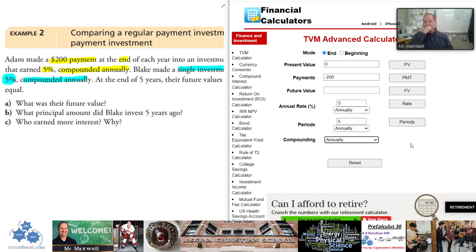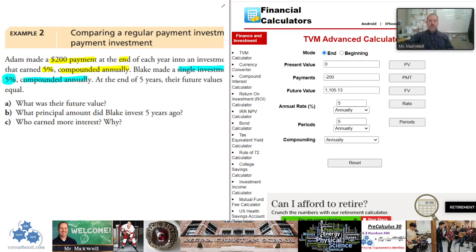All right. So we have nothing to start with. We have payments of $200. Those payments are every year for 5 years. 5 payments annually. The annual rate is 5%, and it's compounded annually. Okay. So I think I'm going to have to go here and press this button, future value. And it looks like I've got 1105 for a future value. Okay, 1105. All right, hopefully everybody sees that.